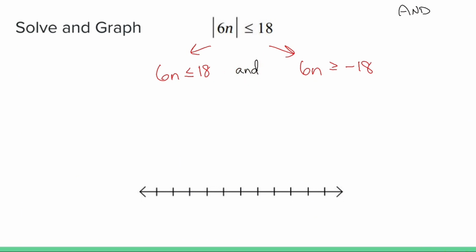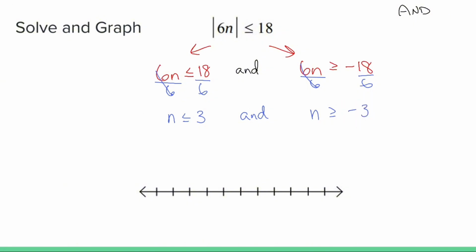So now we solve each guy individually. Divide by 6, cross you out, n is less than or equal to 3. And divide by 6, cross you out, n is greater than or equal to -3.